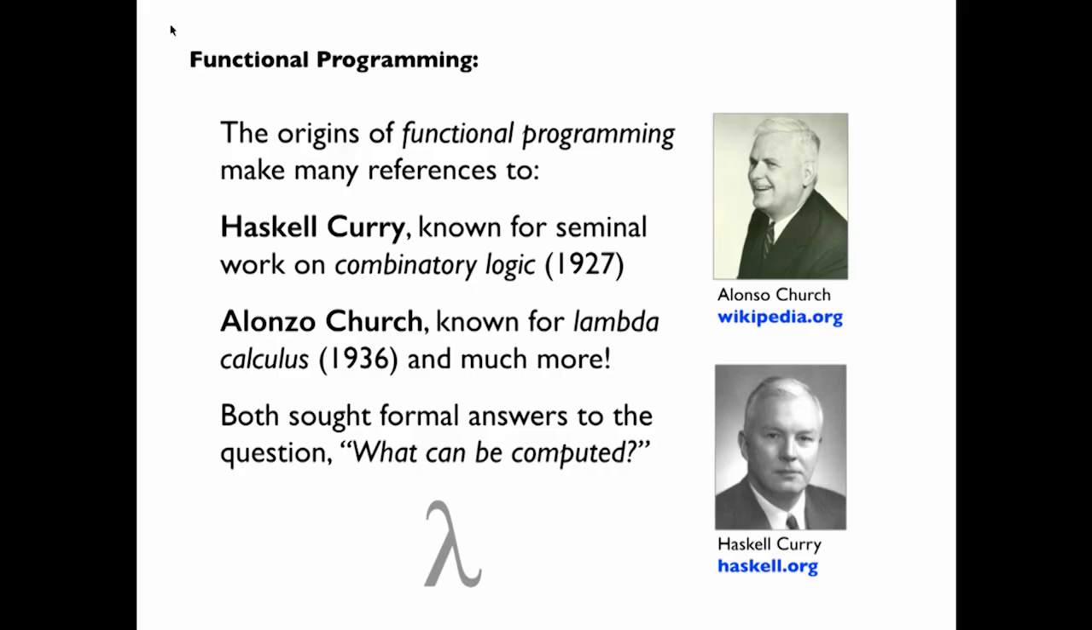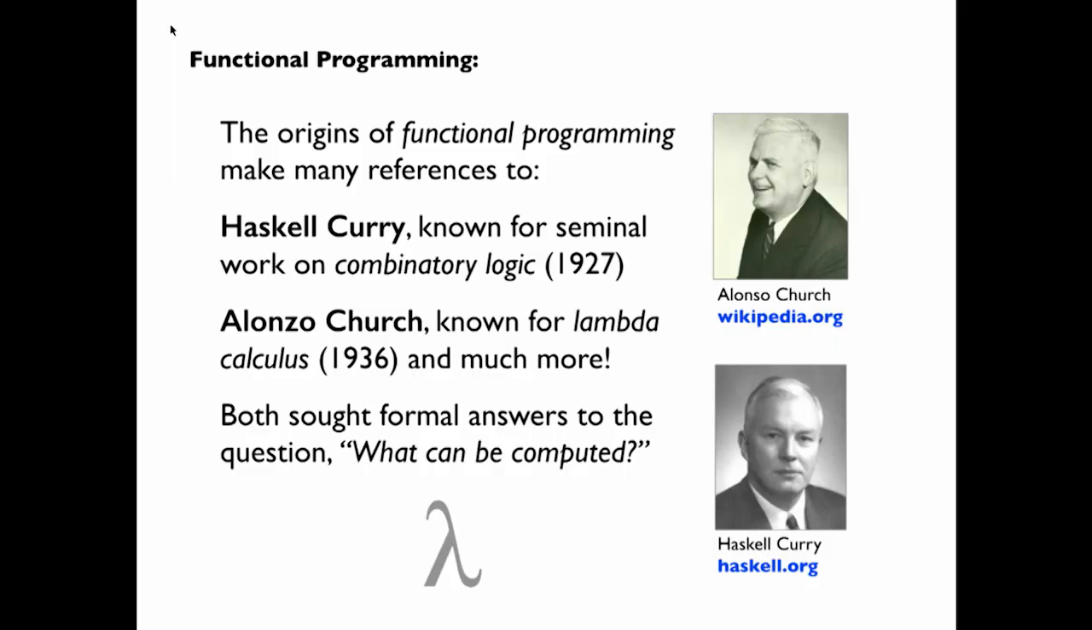Haskell Curry had done a lot of work on combinatory logic. And that shows up in what we do. I'm not going to go into a lot of details of it, but along with that, there was Alonzo Church, probably even better known, who had worked on something called lambda calculus. Curry's work was in 1927. Church was in 1936. The bottom line is that they were both struggling with formal answers to the question, what could be computed? What could be calculable?